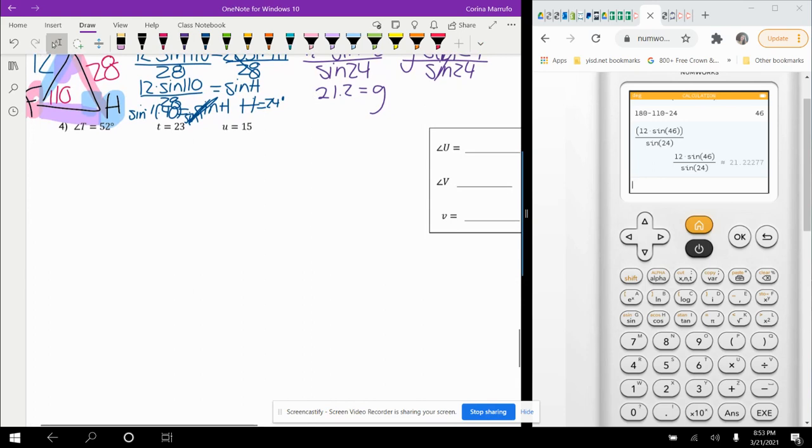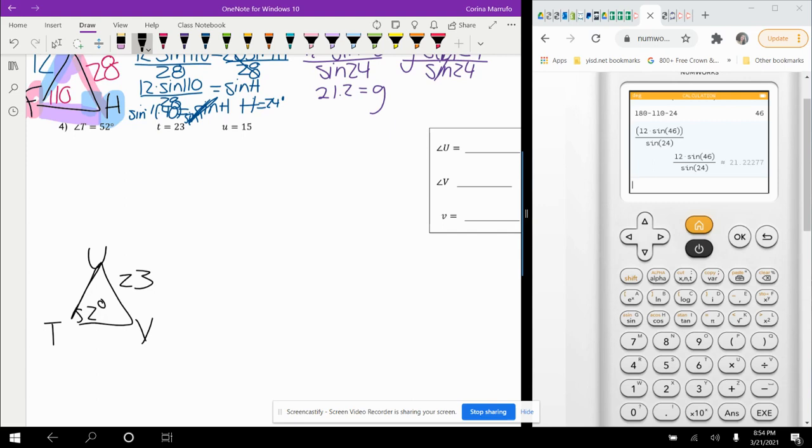So this one we have angle T, we have little t, little u, and then we have angle u and angle v, and little v that we need to find, okay? So here we're going to put this in alphabetical order. So we have T, U, and V. Just like we had A, B, and C, we have T, U, and V. So we have our triangle. Okay, T, U, V. Now they do give us a T is 52. They give us little t, which is 23.